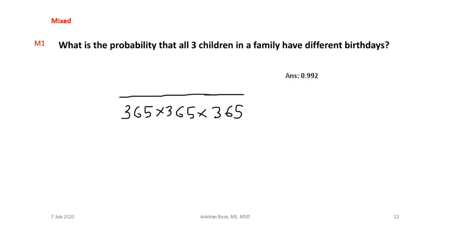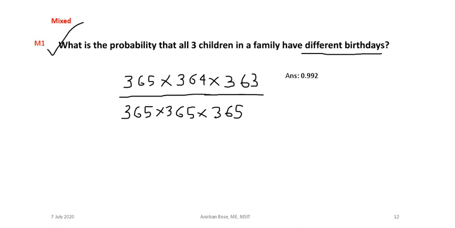Now for the event that is given, that they will have different birthdays. This is the event for different birthdays. If we consider the first child may have a birthday on any one of the 365 days, the second child cannot have that birthday, so it has to be from the other 364 days. And for the third child, the 2 days are already occupied, so for different birthdays it has to be from the other 363 days. So this is the probability for this question, and if you simplify, it will be 0.992.